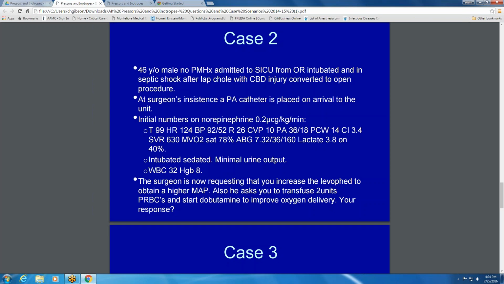The surgeon wants you to achieve a higher MAP with norepinephrine, give him 2 units of blood, and start dobutamine to improve oxygen delivery. I guess he read the early goal-directed therapy articles, the initial one. So what do you think about that?